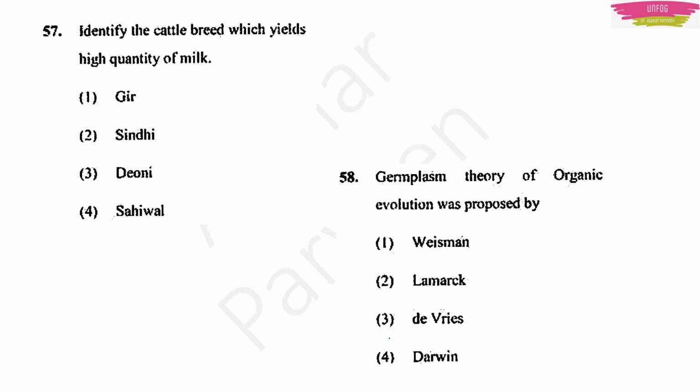The next question is, identify the cattle breed which yields high quantity of milk. Option 1 is Gir, option 2 is Sindhi, option 3 Deoni, and option 4 Sahiwal. So Sahiwal is the cattle breed which yields high quantity of milk.